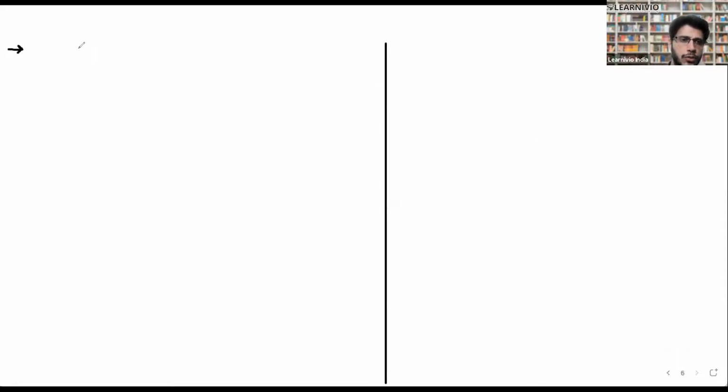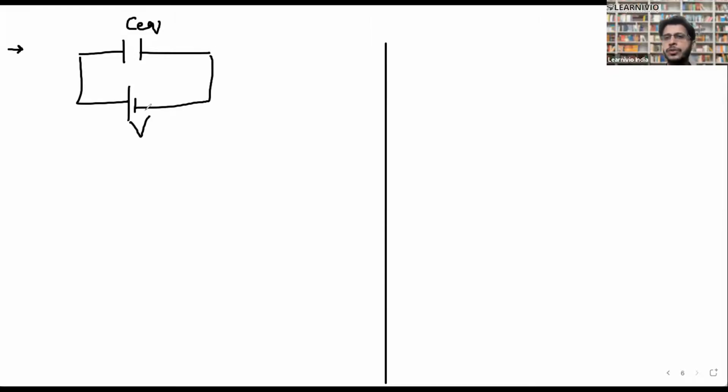We are supposed to calculate the equivalent capacitance of the circuit, C, and we connect it to a cell of voltage. Similarly here, you're supposed to calculate the equivalent resistance, and we connect it to the cell of voltage.